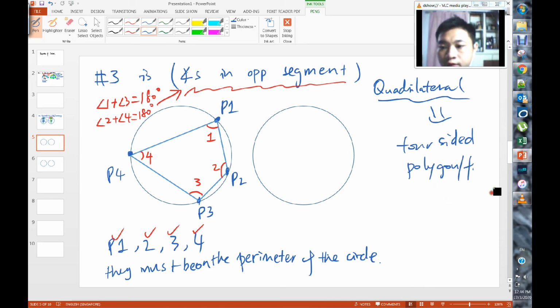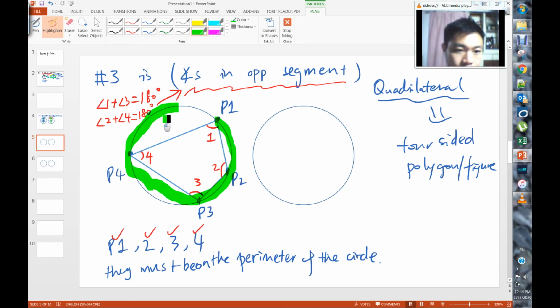or figure. Okay, so if you have 4 points on the circumference, you can see right over here, they are all on the circumference. They must be on the circumference. If they are not on the circumference, you can't use this rule. Okay, remember that. So you have all these points on the circumference.